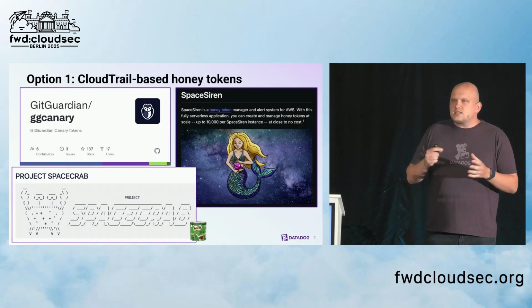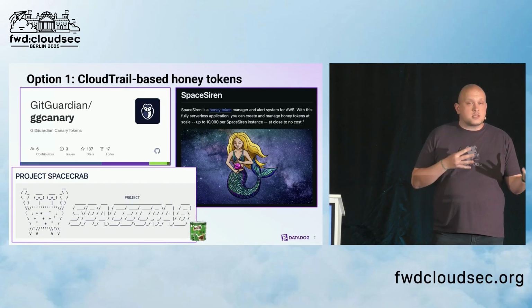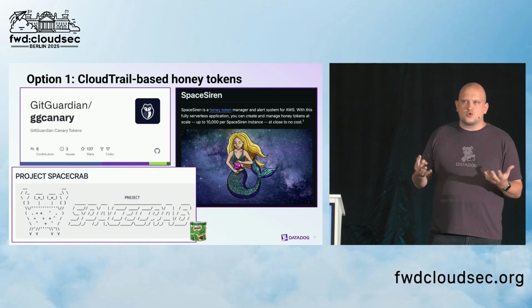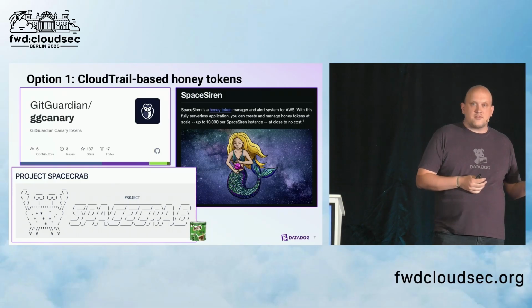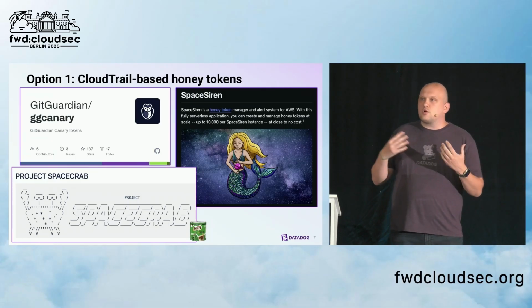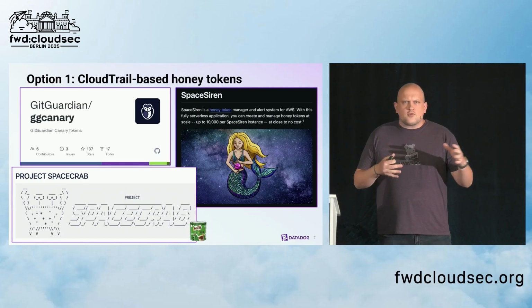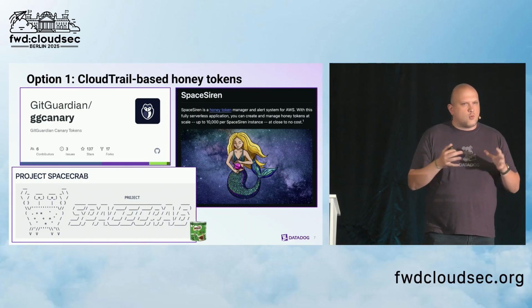To get us started, I'd like to talk a little bit about the different types of honey tokens. The first is what I will loosely define as CloudTrail-based honey tokens. These are sort of like the traditional tried and true methods. You might be familiar with projects like Spacecrab from back in the day, as well as more modern solutions like GitGuardian's GG Canary.